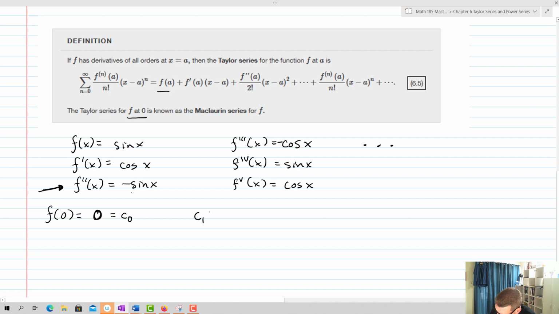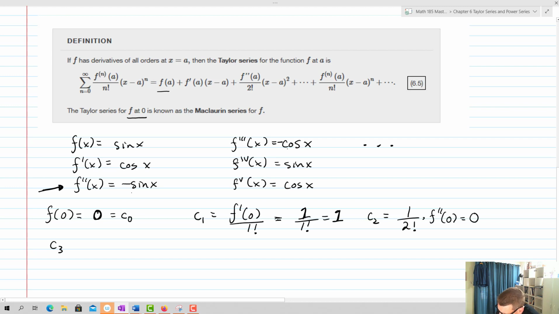To give us c1 now, that's going to equal f prime of 0 divided by 1 factorial. And so f prime of 0, that's cosine x, so that's going to end up being equal to 1 divided by 1 factorial. And so that just equals 1. So that's what c1 is. C2 will end up being equal to 1 over 2 factorial, and 2 factorial is just 2, times now negative sine 0, so f double prime of 0, which just ends up equaling 0 again.